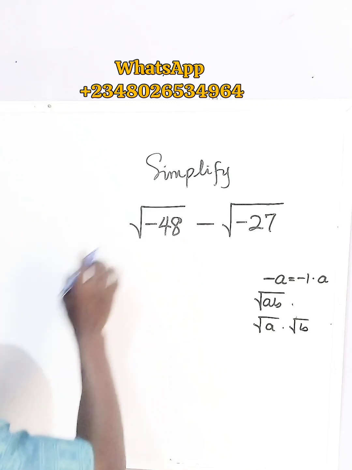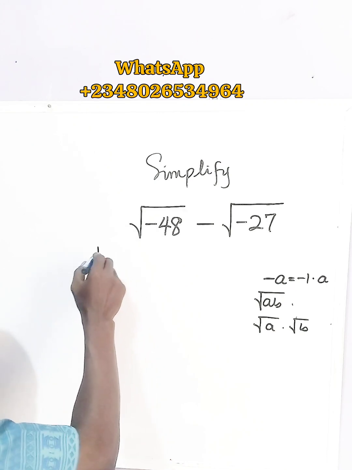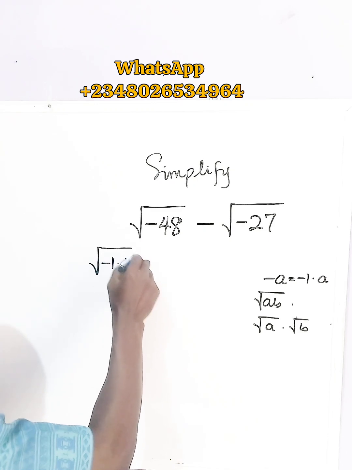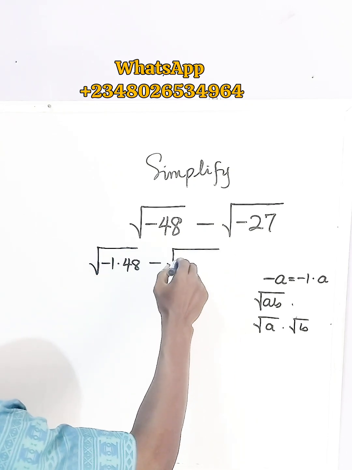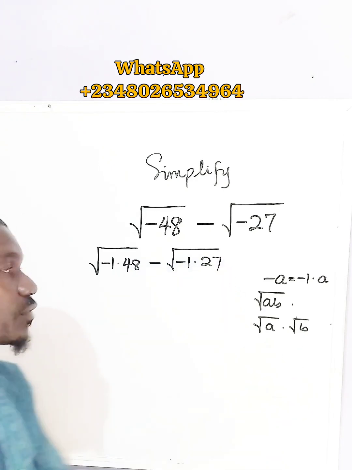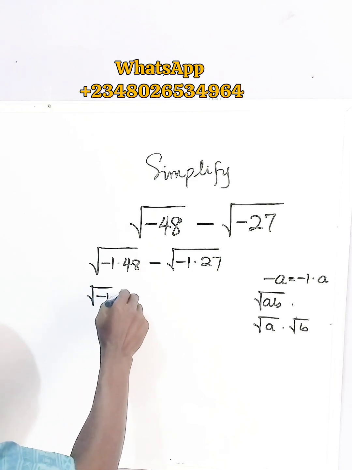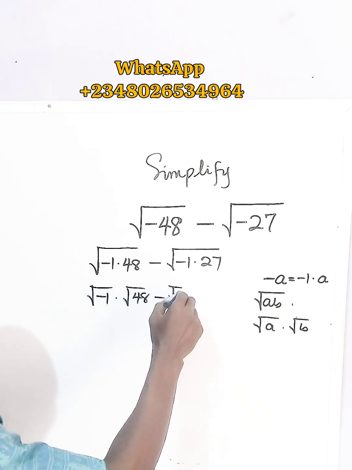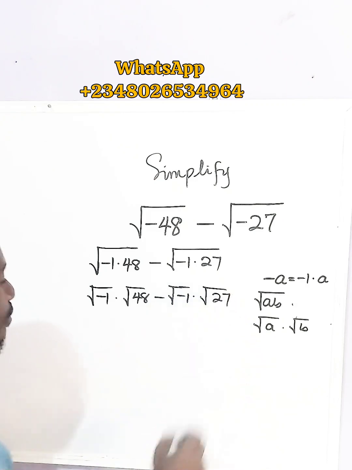First of all, the square root of negative 48 can be rewritten as the square root of negative 1 times 48, then minus the square root of negative 1 times 27. You can still split it further this way. We have the square root of negative 1 times the square root of 48, then minus the square root of negative 1 times the square root of 27.